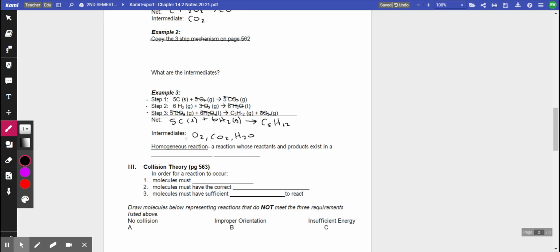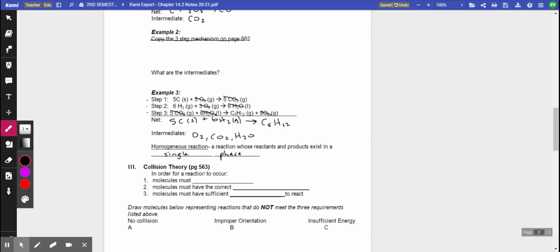Okay, a homogeneous reaction is a reaction whose reactants and products exist in a single phase, meaning all gases, all liquids, all solids really isn't an option, but I guess it probably could happen. A single phase. Okay, and collision theory.